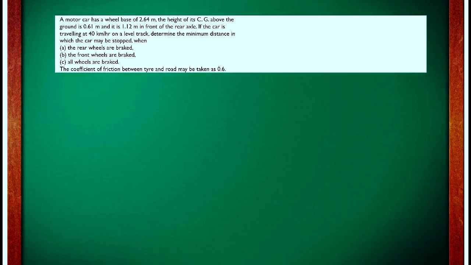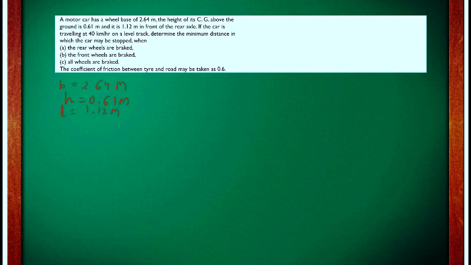In this particular example, the wheelbase B is equal to 2.64 meters, sorry, and the CG height above the ground, which is H, is equal to 0.61 meters, and our CG is 1.12 meters away from the rear axle. This distance is symbolized by small l, which is 1.12 meters.